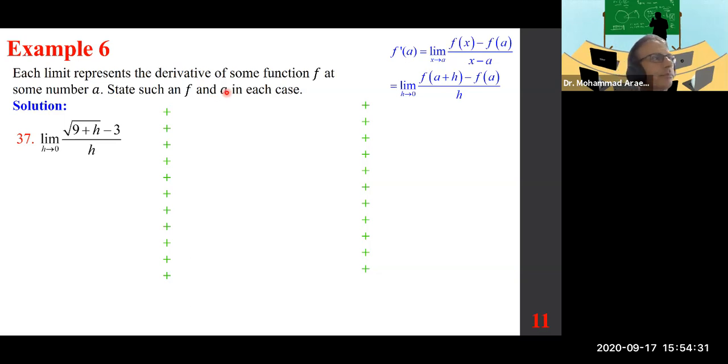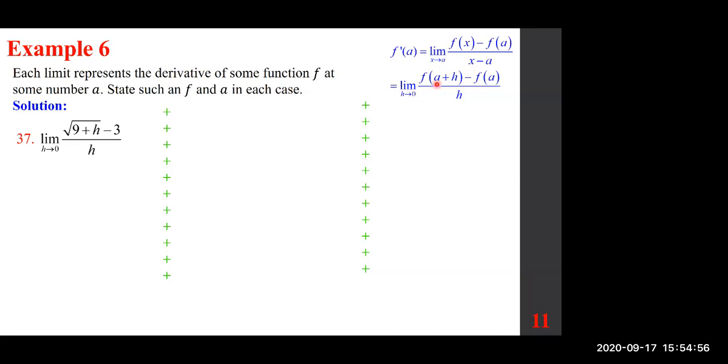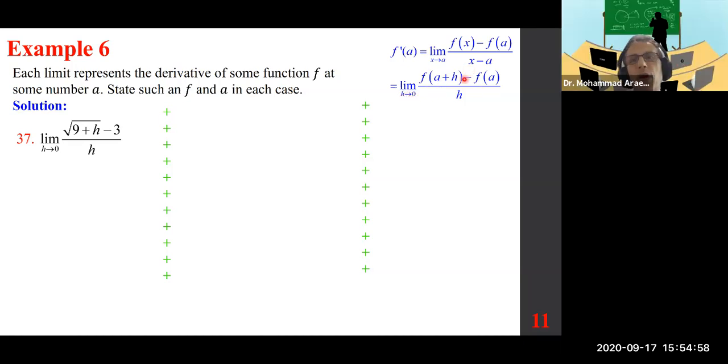Number 1, we are comparing this to the top or the bottom one. Which one do you think we should compare it to? Should we compare it to the top formula, the limit of f of x minus f of a over x minus a as x approaches a, or to the bottom formula? Bottom. Good, good. That's all we want to first figure out, which formula we are comparing.